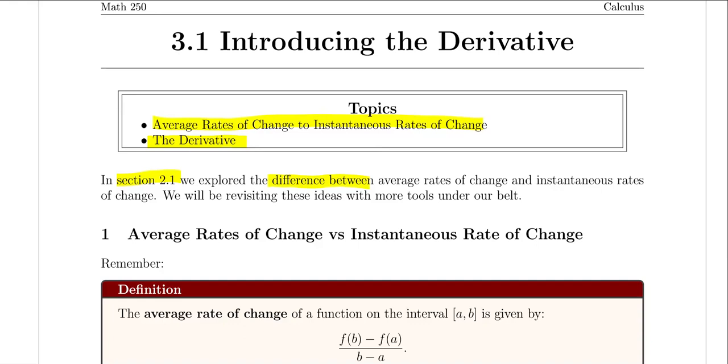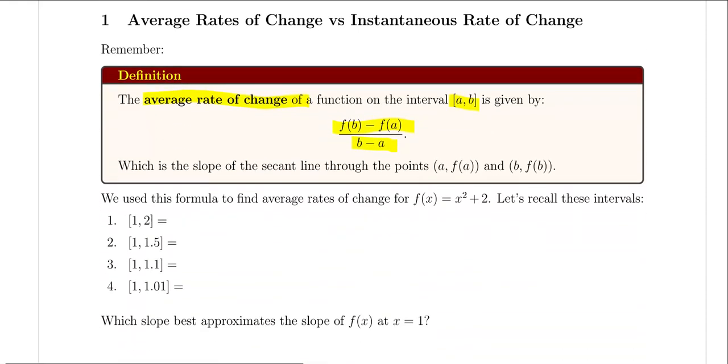Alright, so let's recall that the definition for an average rate of change was the following. The average rate of change for a function f on the closed interval from a to b was given by the formula f(b) minus f(a) all over b minus a. Now recall that this was just the slope of the secant line going through the points (a, f(a)) and (b, f(b)).